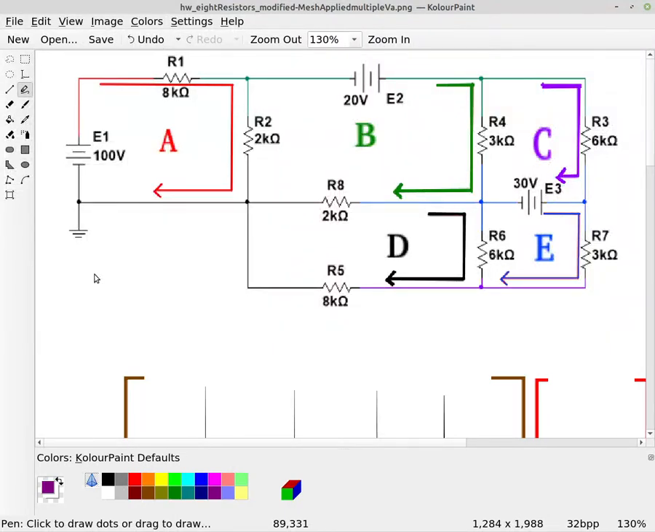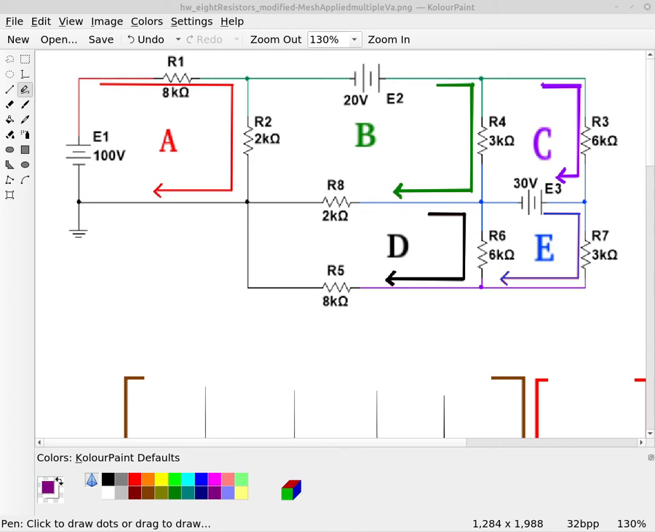So this example is a mesh analysis example. We have a circuit here with 8 resistors and 3 voltage sources. So we have multiple voltage sources, and we have 5 loops, which I've already labeled loop A, loop B, loop C, loop D, and loop E. So what we're going to do here is we're going to study or analyze the input.